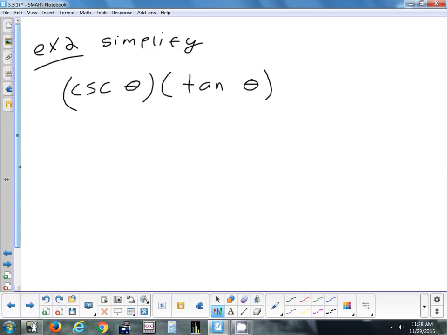Try that one on your own. Okay? See if you can simplify cosecant theta times tangent theta. Okay, and if you do it right, hopefully something is going to cancel out.